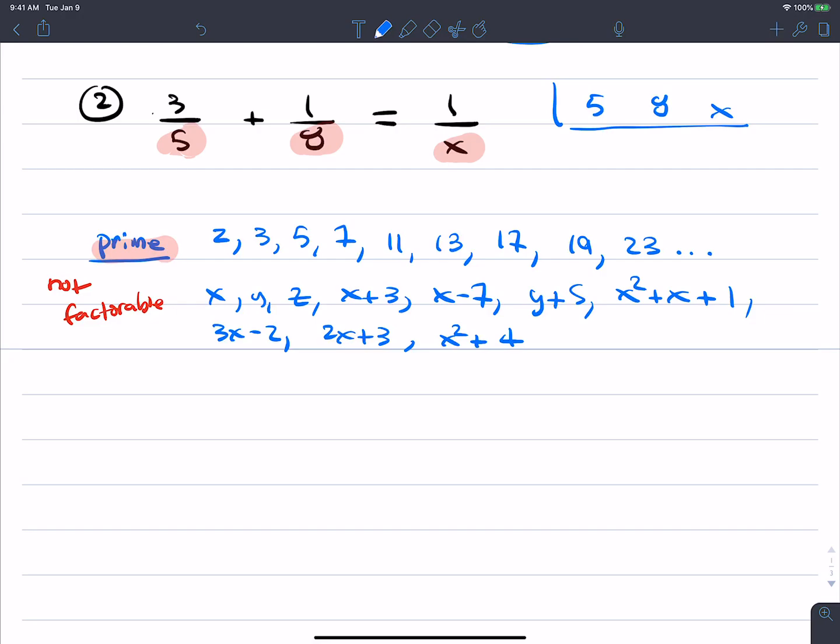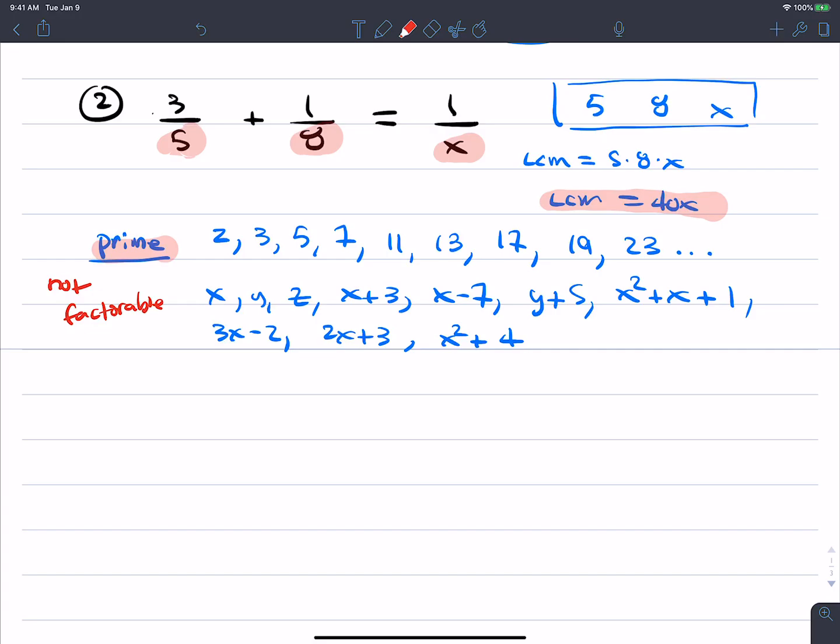So we discussed all this already. We need a prime that goes into at least 2 of these. And what do we find? Is there any prime that goes into at least 2? No. So what does that mean here? It means you're done. It means the LCM will be 5 times 8 times x, or my LCM is really 40x. Good.